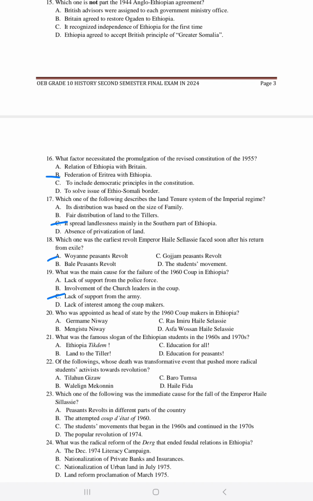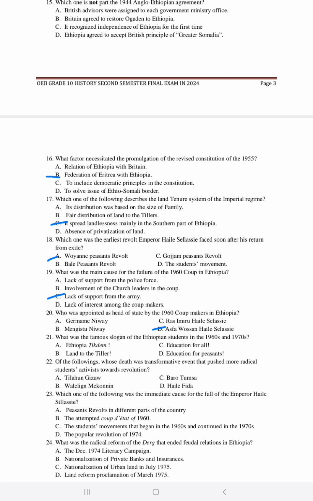C. Ras Imiru was also not the head of state, he was the prime minister. D. Asfawasan Haile Selassie, yes. Asfawasan was appointed as head of state.